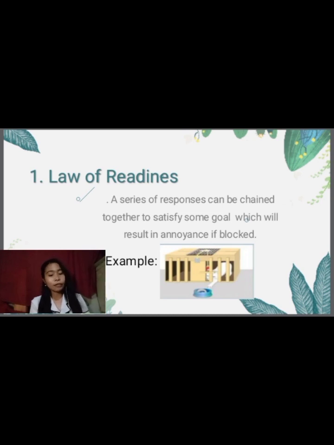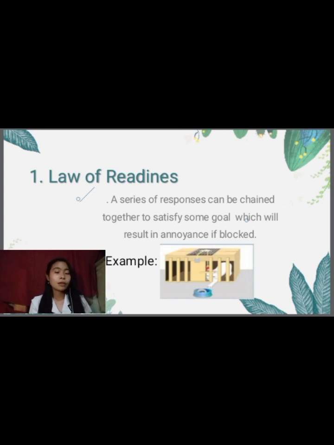So the law of readiness is a series of responses can be chained together to satisfy some goal which will result in annoyance if blocked. So in this law, the one example for this is the famous experiment of Edward Thorndike to cat. So let's try to look at the example here, where the cat was trapped inside the cage.